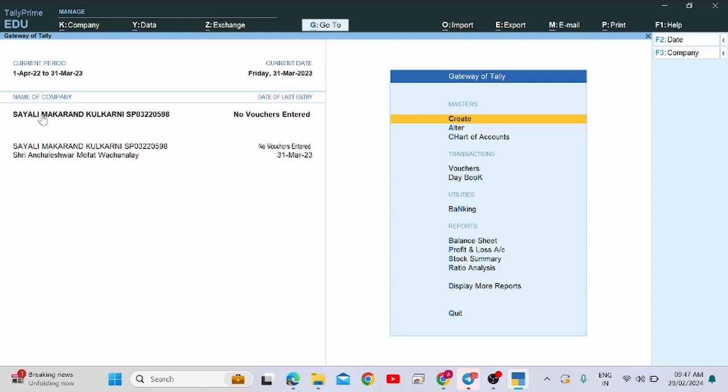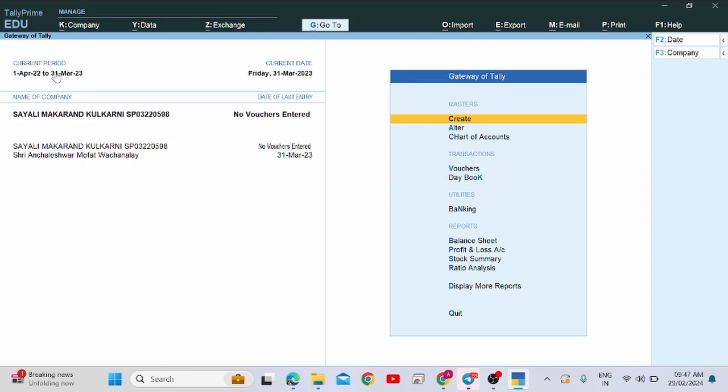Yes, this company is there. You can see the company name on the left hand side of screen under name of companies. Now in this company no vouchers are entered, and then current date here, current period 1422 to 1423. But my dear students, we want here period 23 to 24. Previously I was having here Anchaleshwar, and for that the period was 23 to 24, therefore here Tally is giving me 23 to 24, this period option.